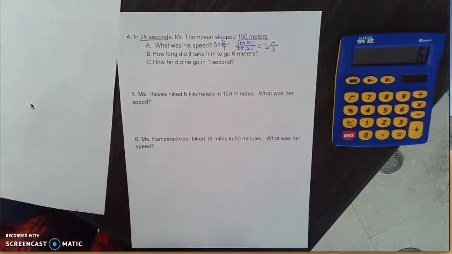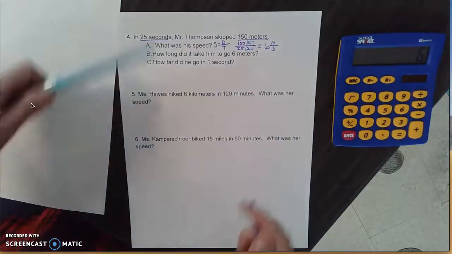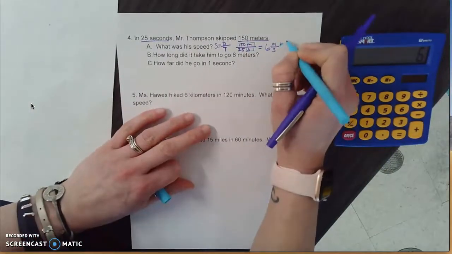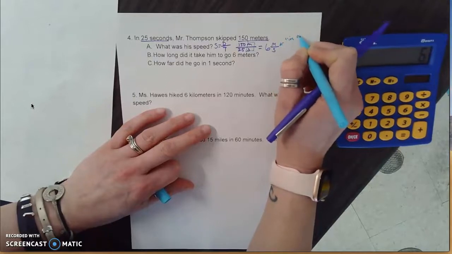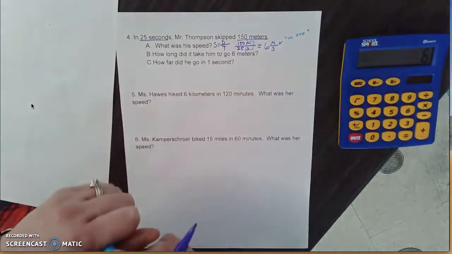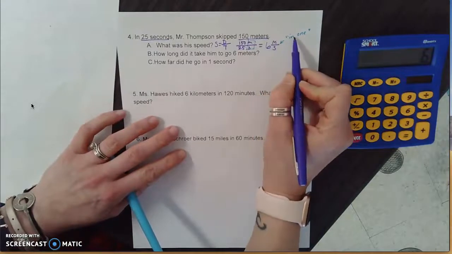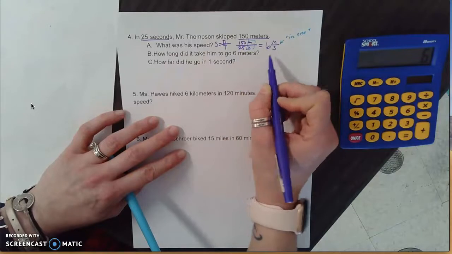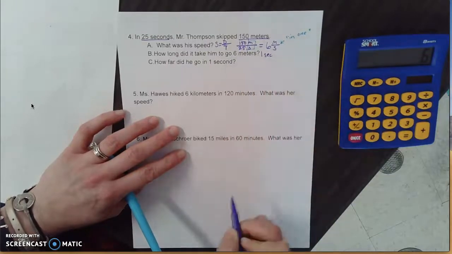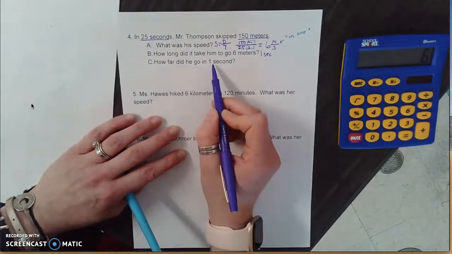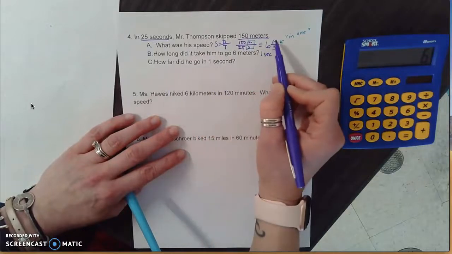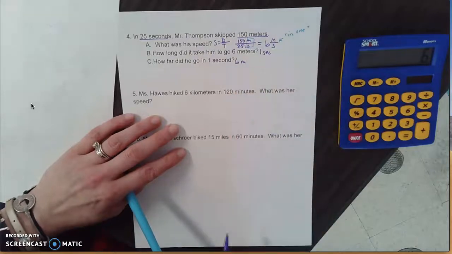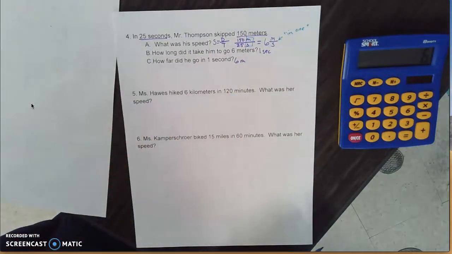So now, how long did it take him to go 6 meters? Remember, this per right here, this little fraction line, means in 1. So we can read this as 6 meters in 1 second. How long did it take him to go 6 meters? It took him 1 second. How far did he go in 1 second? 6 meters in 1 second. So he only went 6 meters in that 1 second.